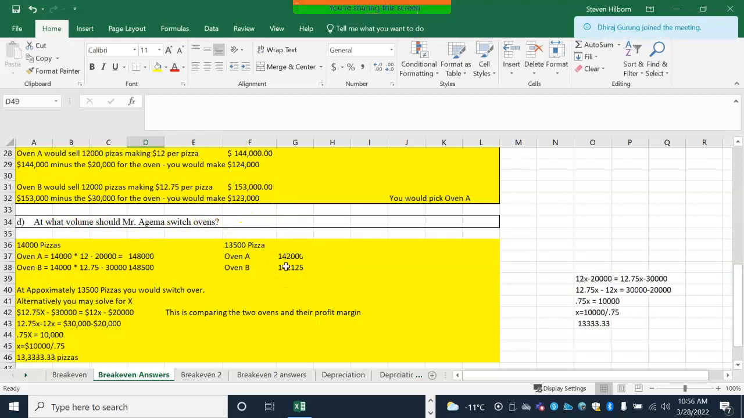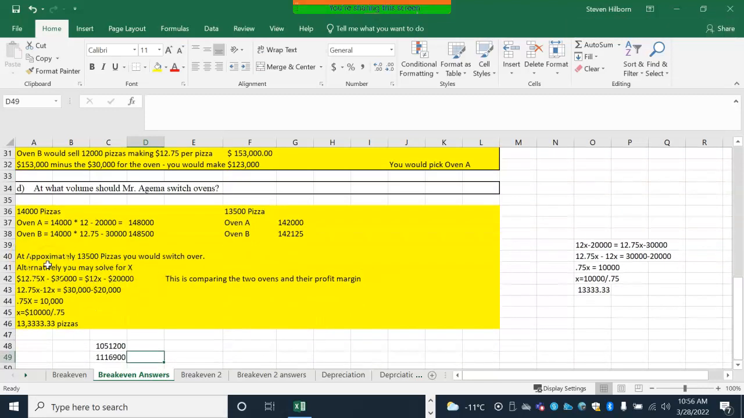And I tried 1350. It was just you slowly work your way to it, or you can do this one, right? I would accept, even if you did this answer here, where you said at about 1350 is where you start making money, that would be fine. You've done the math, you've done the work. I don't need to know that it's 13,333 pizzas exactly. I just need to know that you've done some investigating and you've done some math to figure out at what's that break-even point.